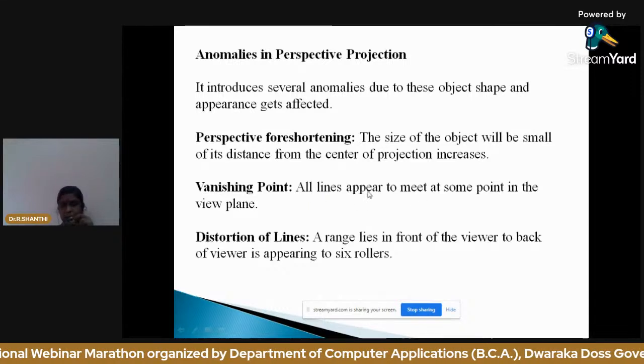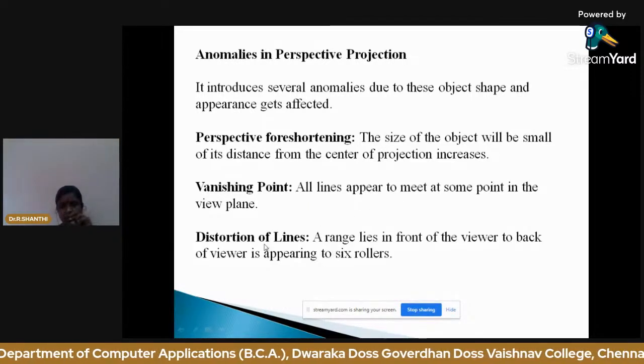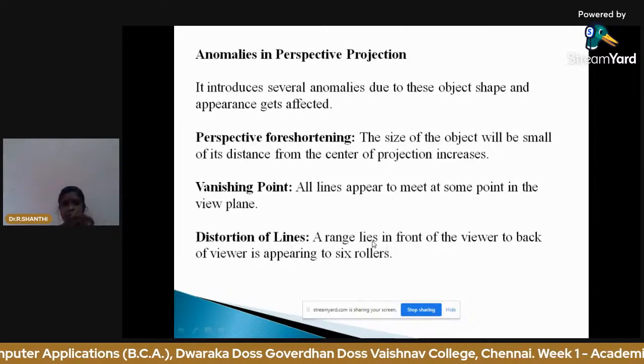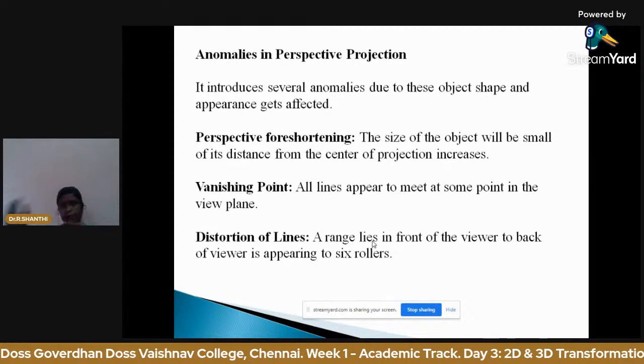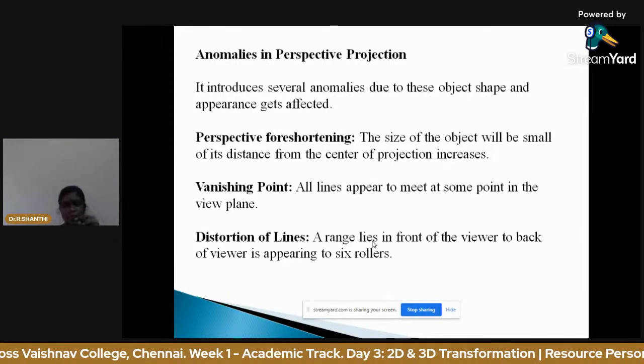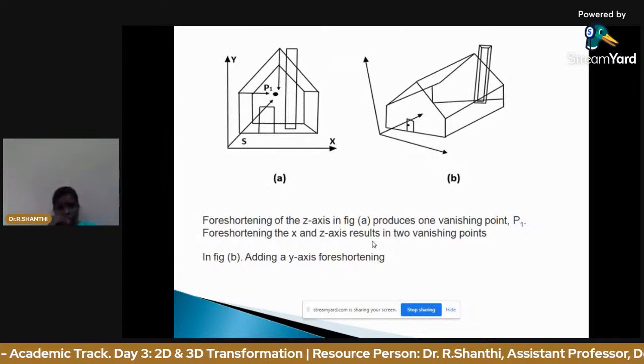Vanishing point is nothing but where two different lines seem to meet at the same point. Distortion of lines means what? You have a range of lines in the viewer, so they will look different. See, here you can see the difference.